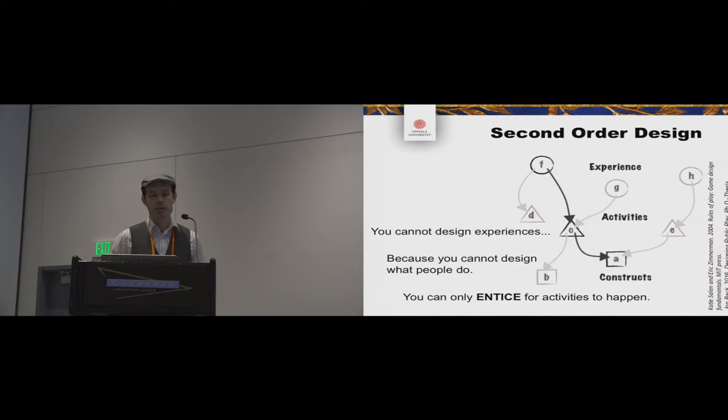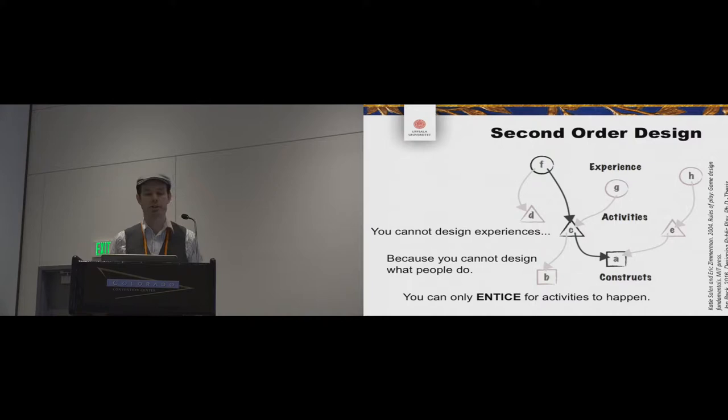As an example, in game design studies, we have a concept called second-order design. This means that what somebody experiences from our design is not directly made by us. We can never create an activity, but only entice for it to happen. And this slide is the FATE model, which is my interpretation of second-order design.